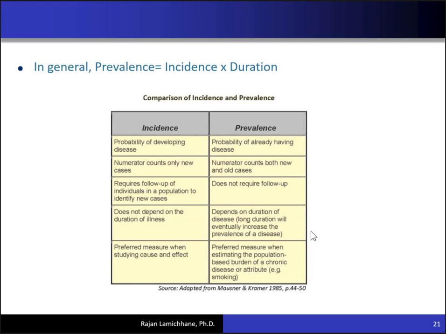Also, incidence is a preferred measure when studying cause and effect because incidence is based on new cases at certain time points. So it is very useful to identify the causal effect. And prevalence is a preferred measure when estimating the population-based burden of a chronic disease or attributing the disease to the entire population.